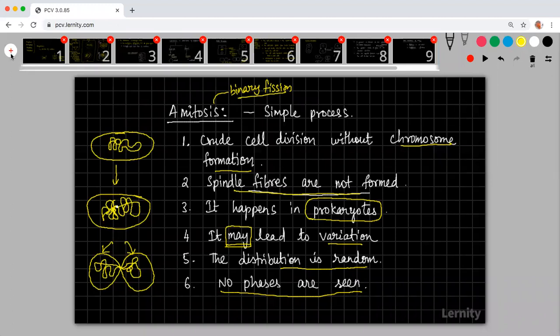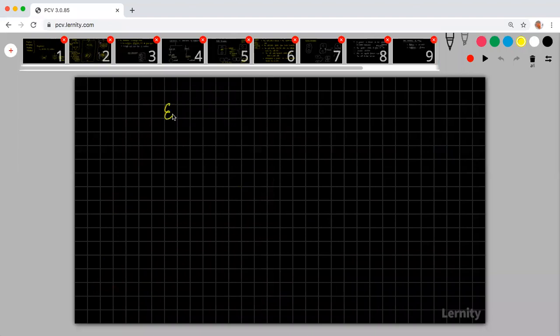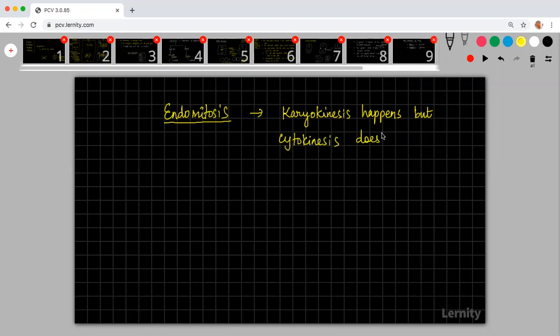Okay, so now the next thing is endomitosis. Karyokinesis happens, but cytokinesis doesn't happen. So what is endomitosis? It is a type of cell division where only karyokinesis keeps on happening, whereas cytokinesis will not happen at all.